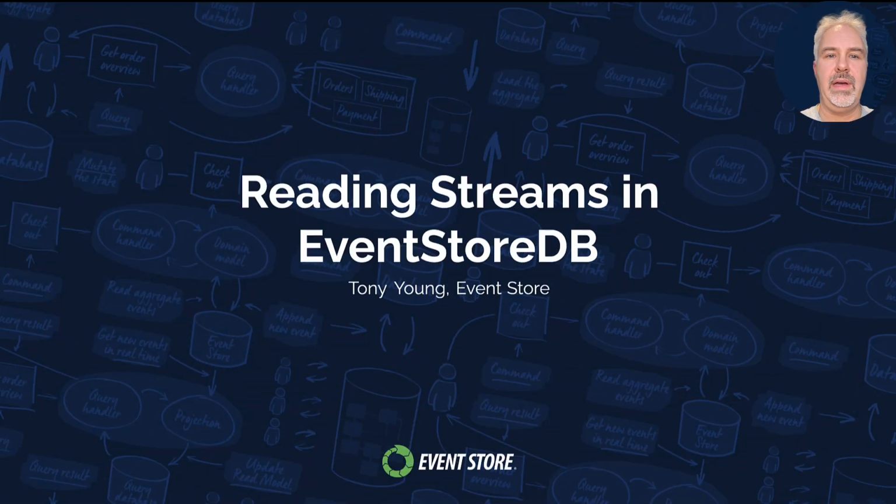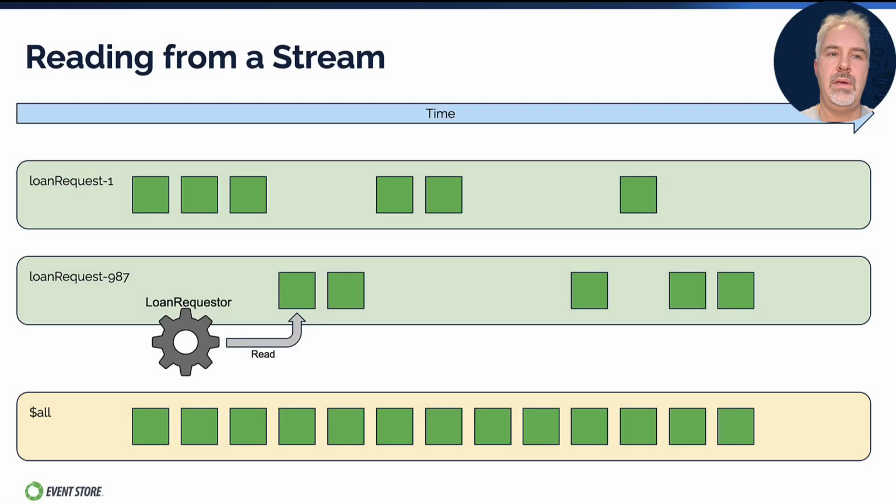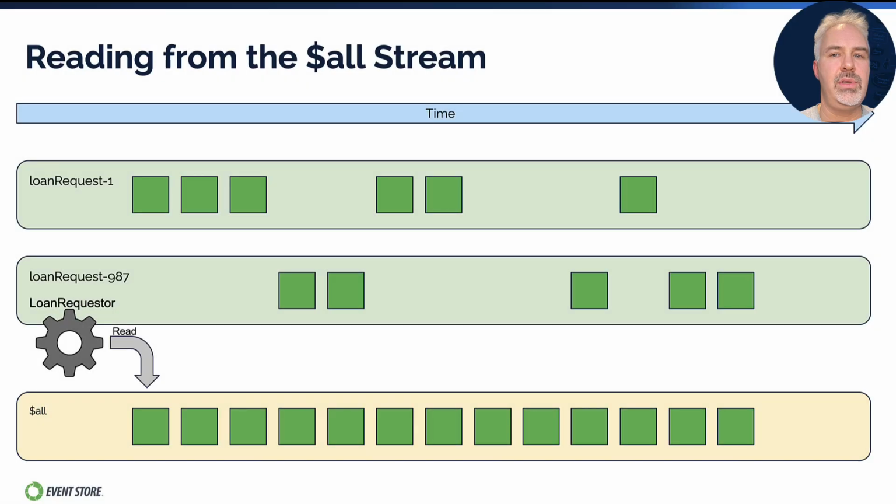Let's talk about reading events from an event store. We discussed in a previous video that when you append an event, it is appended to the end of a specific stream. When you want to retrieve the set of events in a stream, you perform a read operation. You can either read from a specific named stream, such as loan request 1, loan request 987, etc., or from the entire event log, which is also called the all stream.